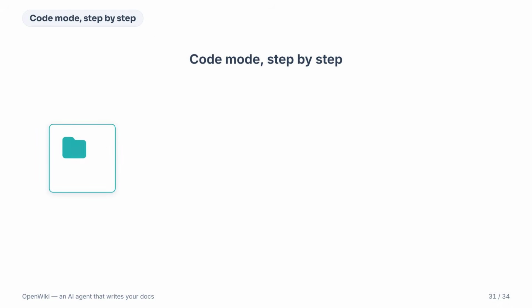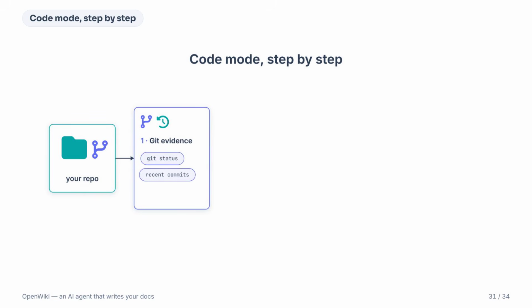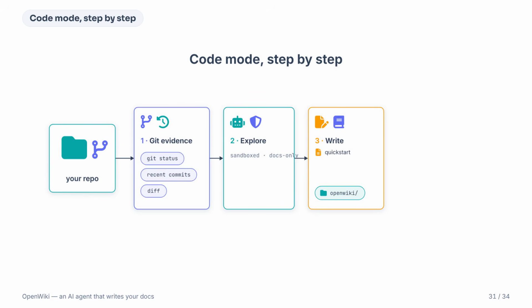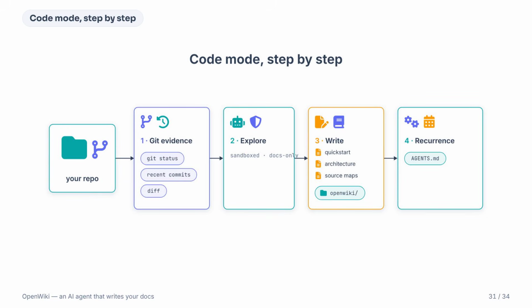Here's what code mode does to a repository step by step. Step 1. Get evidence. OpenWiki collects the status, recent commits, and the diff since its last run. Step 2. Explore. The docs agent reads the codebase through the sandboxed, docs-only backend. Step 3. Write. A quick start, architecture notes, and source maps land in an OpenWiki folder inside your repo. And step 4. Recurrence. It wires up an agents file, a Claude file, and a scheduled workflow, so your CI refreshes the wiki as the code evolves. From then on, the documentation keeps itself up to date.